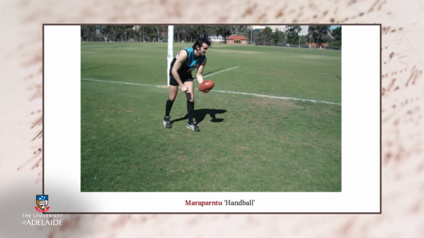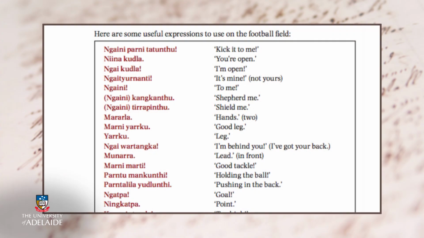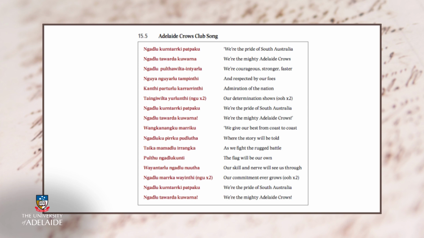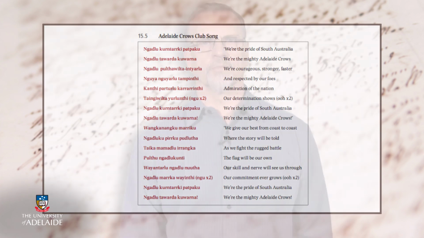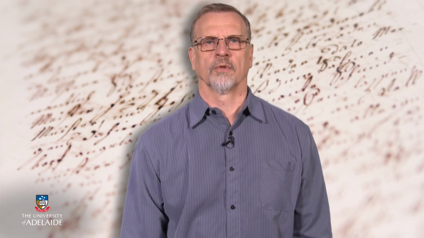Football, on the other hand, is quite different. Needed expressions need to be on the tip of the tongue and uttered spontaneously in response to what's going on in the game. But the expressions are short and fairly easy, like ngaini pani tatandu, kick it to me, or nina walta, you're hot, that is, about to get tackled. We developed Ghana names for all the teams in the Football League, and translated the team songs. The Kaurna language has an instrumental purpose in football, because if the Kaurna team knows and understands the code, it can give them an edge on the opposition who doesn't understand it.